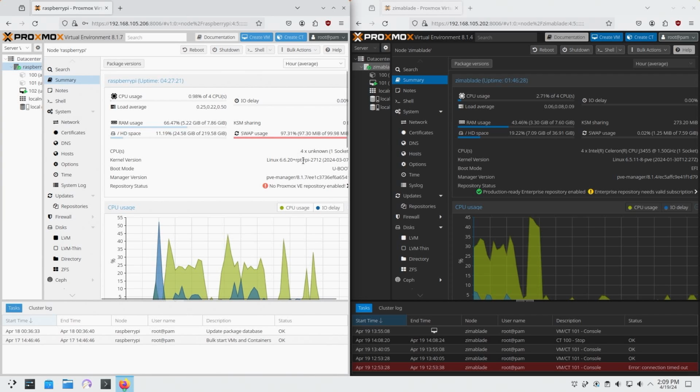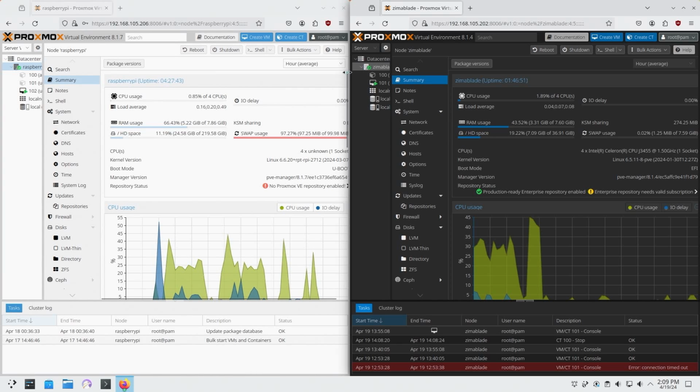Now on the left side, you could tell that we have 4 CPUs right over here. It's running off a Broadcom and clocked at 2.5 gigahertz with 8 gigs of RAM. And on the right side, we have the Intel Celeron J3455 clocked at 1.5 gigahertz and it's got 8 gigs of RAM as well.